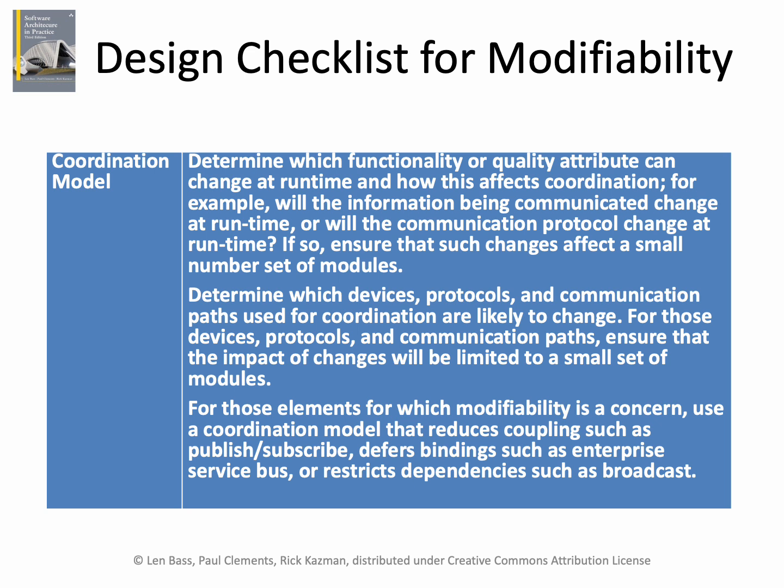Coordination model. Determine which functionality or quality attributes can change at runtime and how this affects coordination. For example, will the information being communicated change at runtime, or will the communication protocol change at runtime? If so, ensure that such changes affect a small set of modules. Determine which devices, protocols, and communication paths used for coordination are likely to change. For those, ensure that the impact of changes will be limited to a small set of modules. For those elements for which modifiability is a concern, use a coordination model that reduces coupling, such as publish-subscribe, deferred binding such as an enterprise service bus, or restricted dependencies such as broadcast.